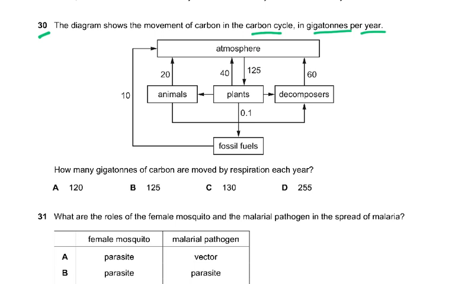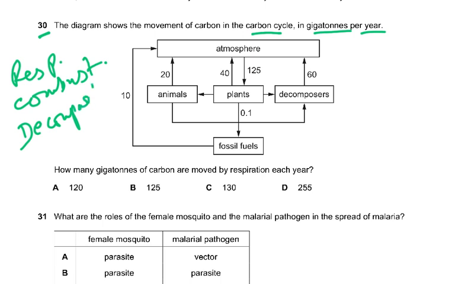In the carbon cycle, we have three things which we have talked about: respiration, combustion, and decomposition. These are the three things that we talk about. But what we need to understand is that in decomposition also it is the microorganisms respiring and returning the carbon dioxide to the atmosphere. So here is the carbon dioxide in the atmosphere.